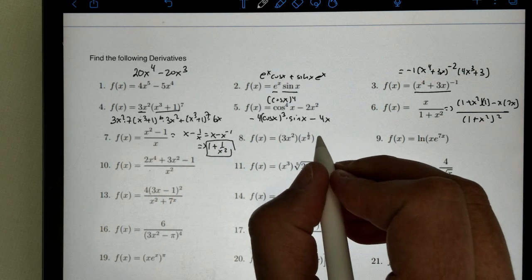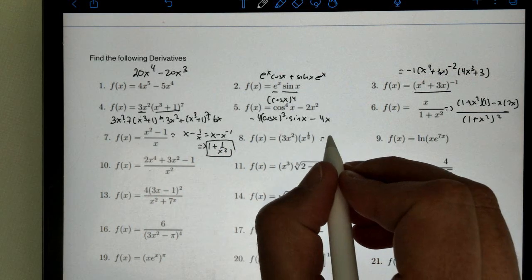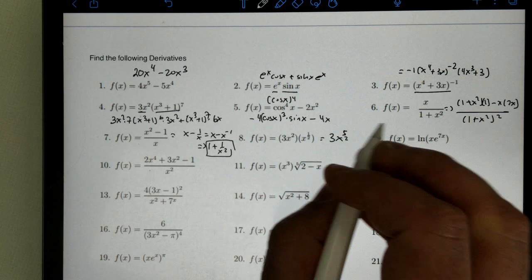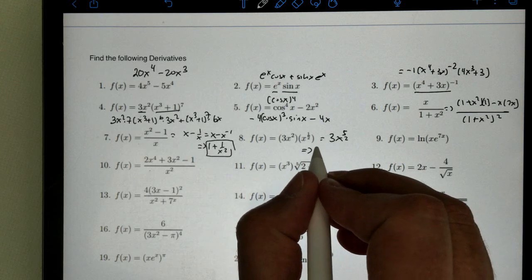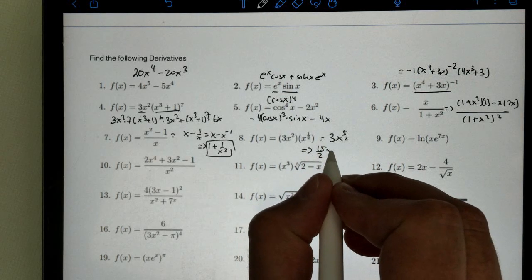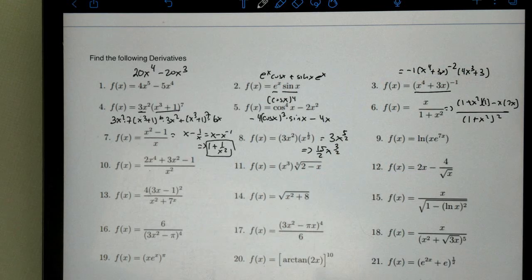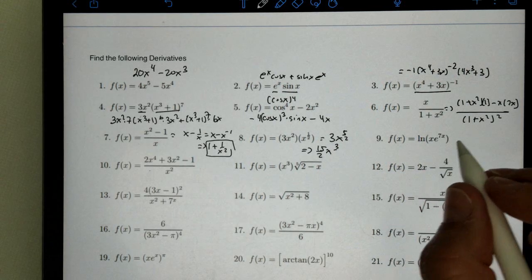Here, I'm going to clean this up a little bit. I could do product rule. I can simplify. This is just 3x to the 5 halves, so my derivative therefore would be 15 halves x to the 3 halves. There's your derivative.